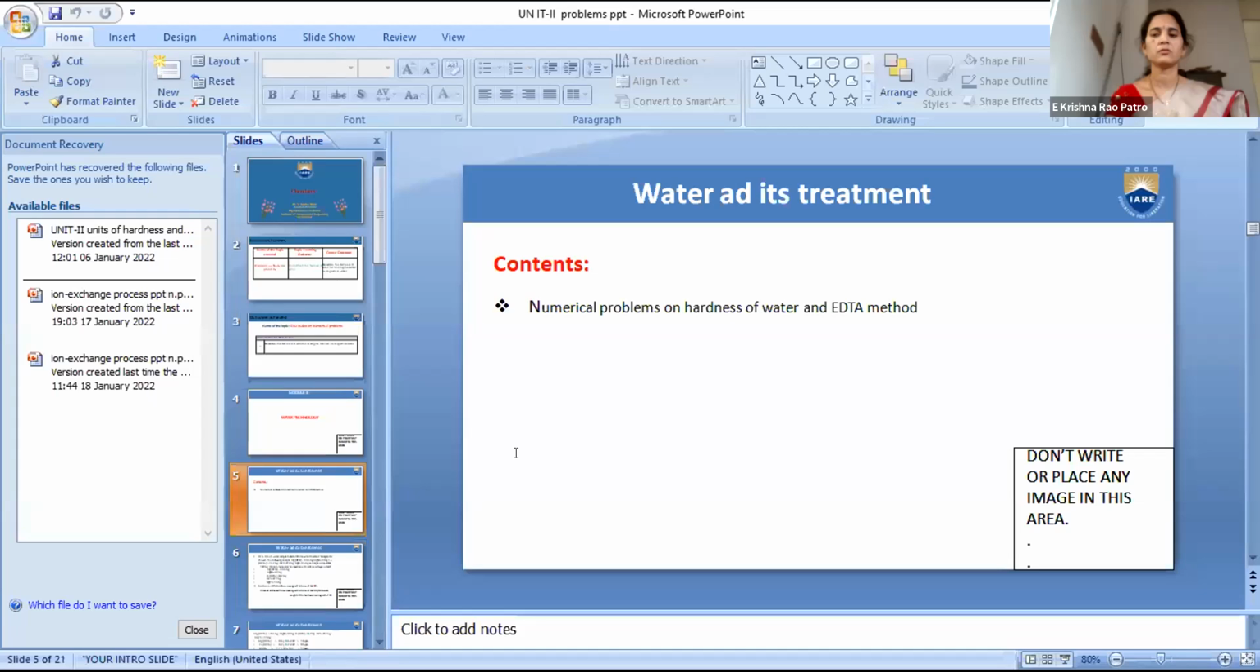Yesterday we discussed the EDTA method. Today we'll discuss the problems. All of you have to take your notes. It's compulsory. Use your calculator. Compulsory.